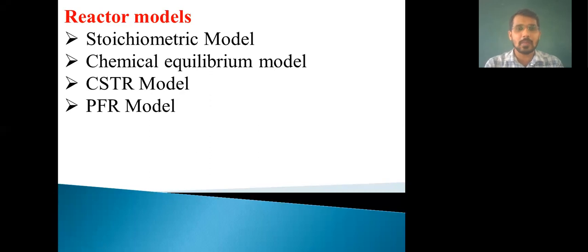So these are the 4 types of reactor models. First one is the stoichiometric model. Second one is the chemical equilibrium model. Third one is the CSTR model, and fourth one is the PFR model.